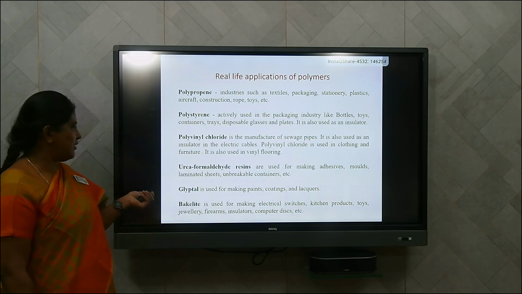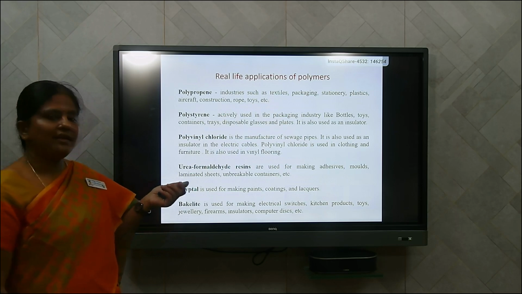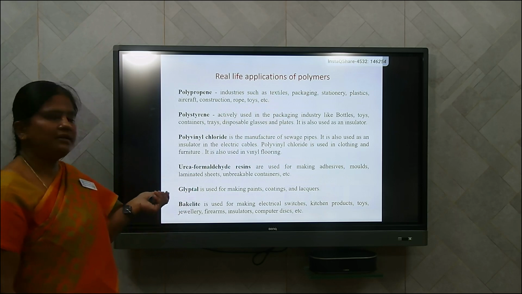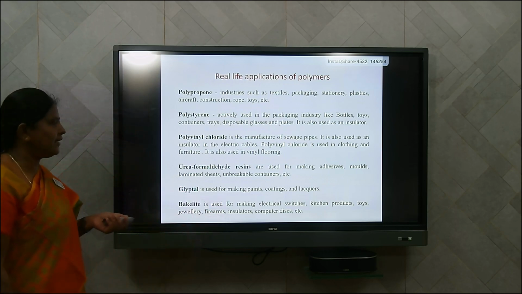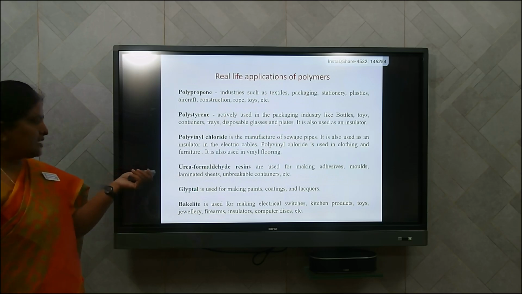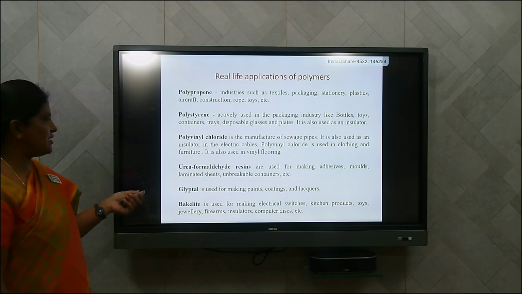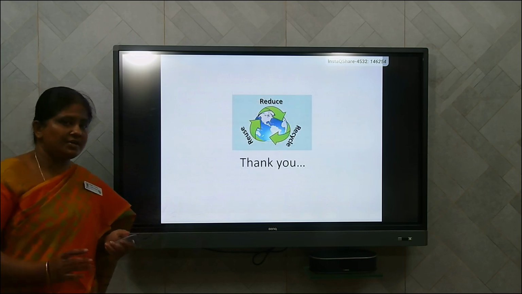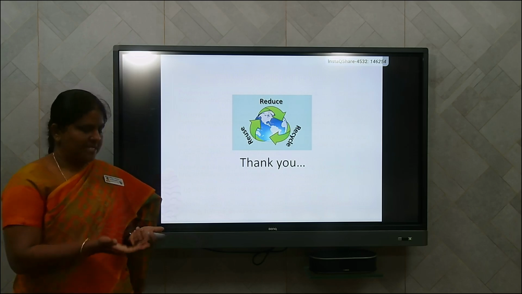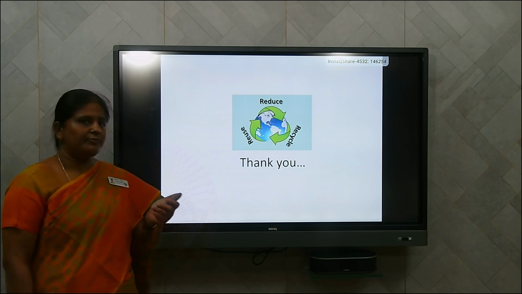Next one is glyptal. It is also one kind of resin. It is used for making paints, coatings and lacquers. Next one is bakelite. This is also known as phenol formaldehyde resin, which is used for making electrical switches, kitchen products, toys, jewelry, firearms, insulators, computer disks, etc. So with this, let me conclude my part. As of now, we have discussed basic concepts of polymers, classification of polymers, and real life applications of polymers.